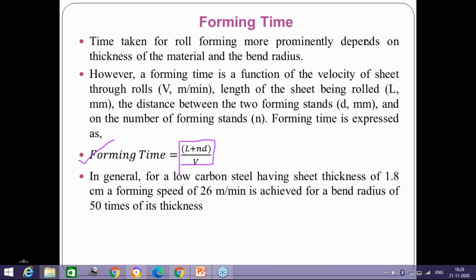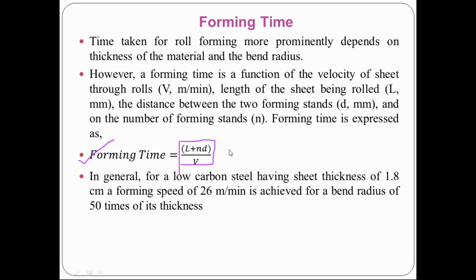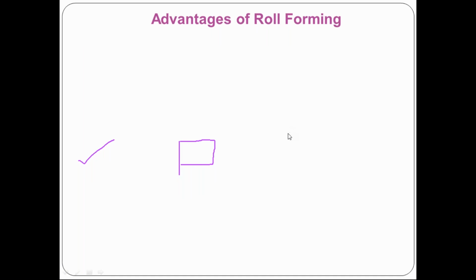In general, this is the example: for a low carbon steel having sheet thickness of 1.8 centimeter, a forming speed, that is capital V equal to 26 meter per minute, is achieved for a bend radius of 50 times its thickness. So this is the formula to calculate the forming time for the particular finished product.